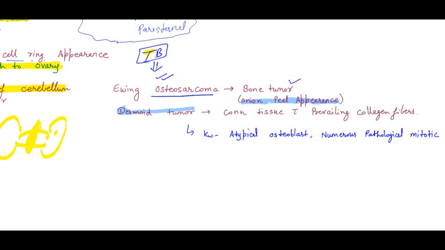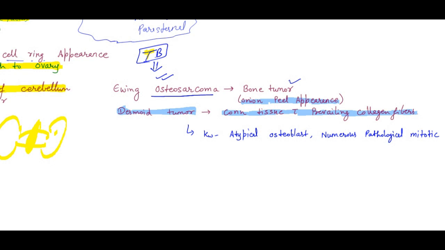One more tumor in the base is the desmoid tumor. Just remember one line for it. Desmoid tumor means connective tissue with prevailing collagen fibers. This is the line from the base only. So connective tissue with prevailing collagen fibers, that is the desmoid tumor.